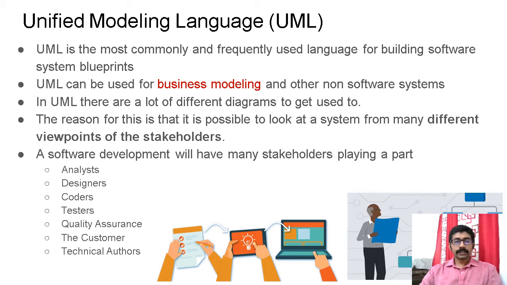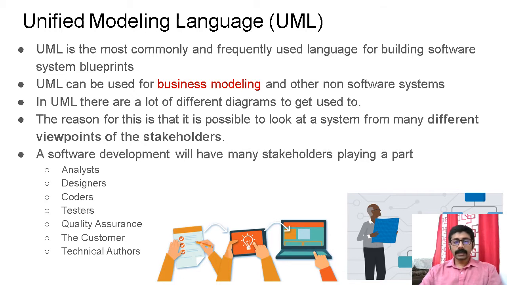Unified Modeling Language is most commonly and frequently used language for building software system blueprints. UML can be used for business modeling and other non-software systems also. In UML, there are a lot of different diagrams to get used to. The reason for these many diagrams is that it is possible to look at a system from many different viewpoints of the stakeholders. In a software development system, there are different stakeholders.